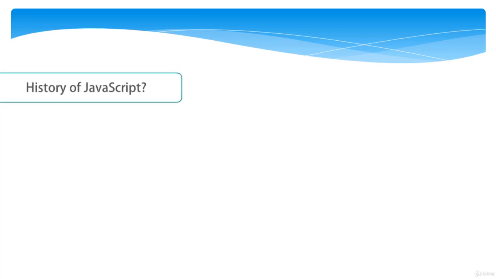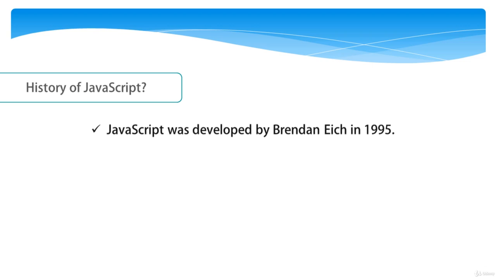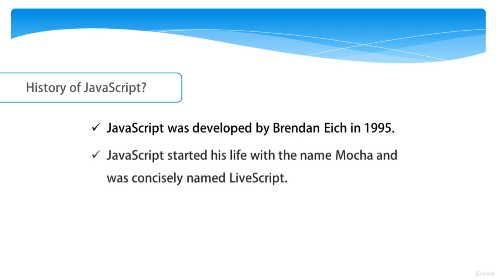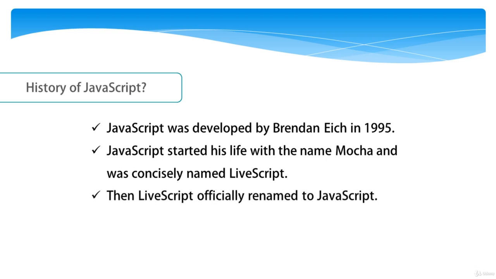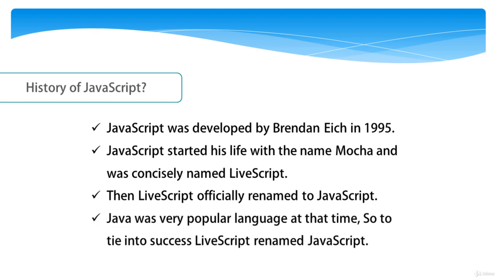Anyway, let's talk about the history of JavaScript. JavaScript was developed by Brendan Eich in 1995. He was a developer at Netscape Communication Corporation. JavaScript started its life with the name Mocha and was briefly named LiveScript. In 1995, LiveScript was officially renamed to JavaScript with the Netscape Navigator release. Java was a very popular language at that time, so to tie in with its success, LiveScript was renamed to JavaScript.